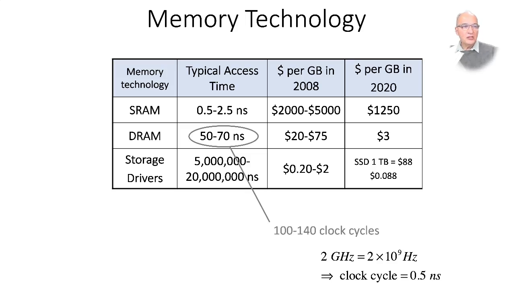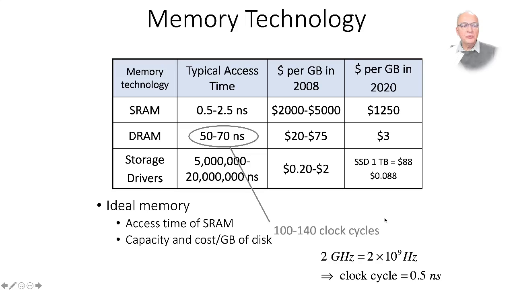So as you can see, the cost of both the DRAM and the storage drives has been dropping significantly. The cost of a gigabyte of SRAM has not dropped as much as for these other devices. So what kind of memory would we want in our computer? Ideally, we would like to have a memory that has the access time of an SRAM and the cost per gigabyte of a storage drive. Can we have that? No, we can't.